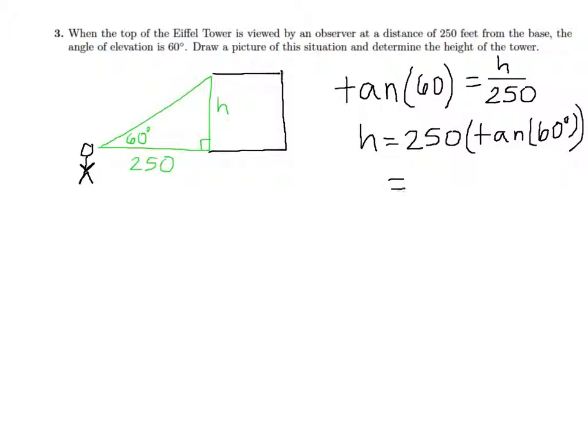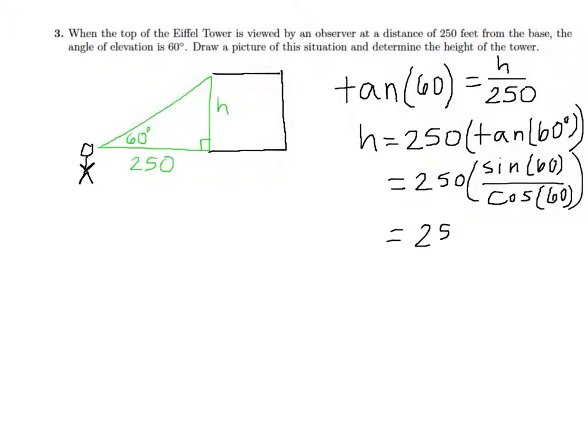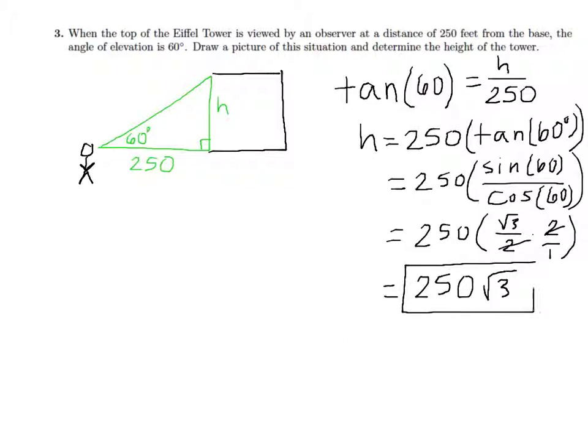And that equals 250 times sine of 60 degrees divided by cosine of 60 degrees. And we know the sine of 60 degrees is the square root of 3 over 2. Cosine 60 is 1/2, so we're going to times it by 2 over 1. So we get 250. These 2's will cancel, so times square root of 3. So that is our height.